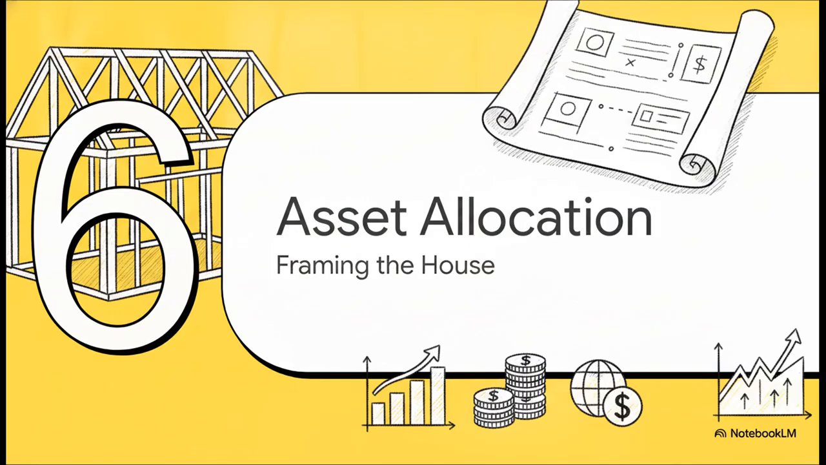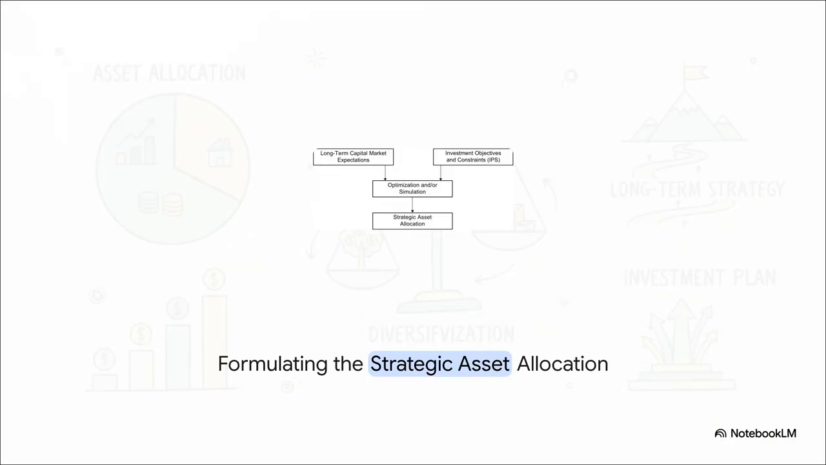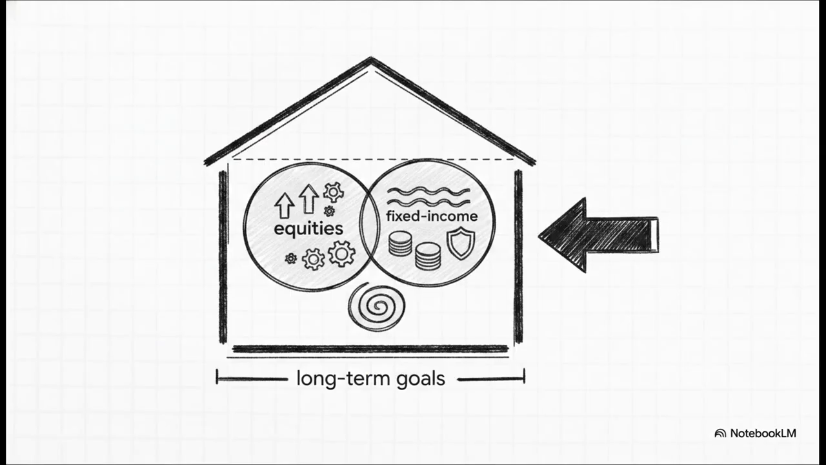And finally, Part 6. Strategic Asset Allocation. Now it's time to actually frame the house. This is the exact moment the planning finally becomes reality. We take our raw materials, those long-term capital market expectations we just talked about, and we combine them with our blueprint, the investment objectives and constraints from our IPS. When we feed both of these critical pieces into optimization models, they converge to give us our final output, the strategic asset allocation.